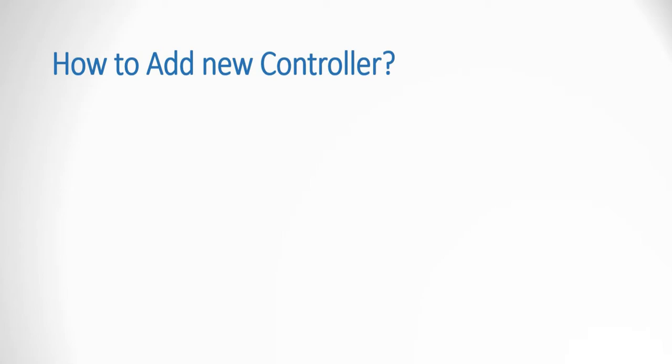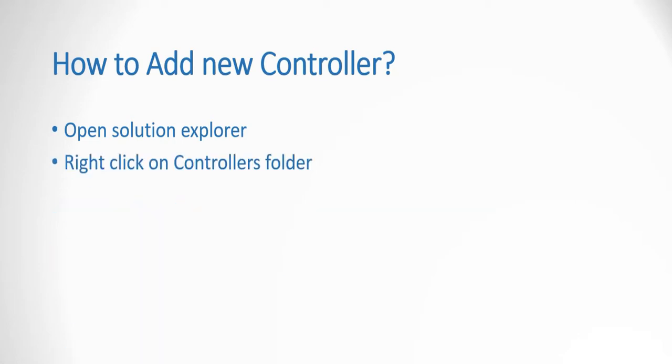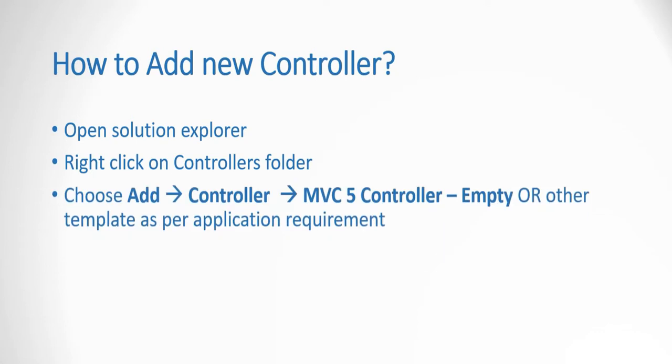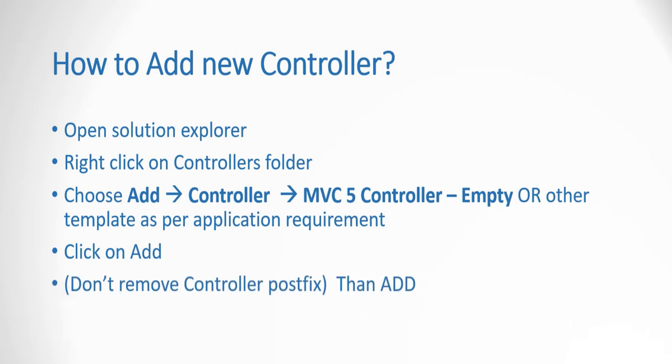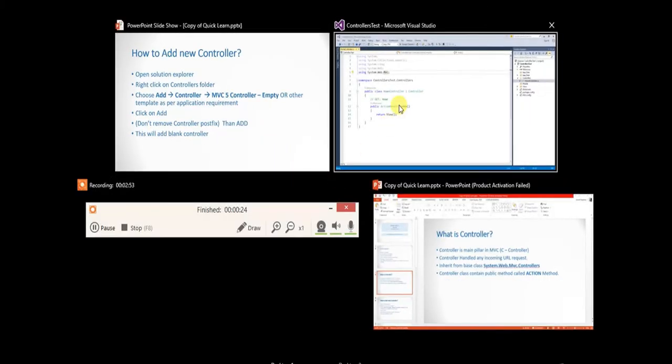Now, how do we add a controller to our project? Open Solution Explorer and right click on the Controllers folder, choose Add, then Controller, then MVC5 Controller - Empty, or another template we have according to the requirement, then click on Add. But don't forget not to remove the Controller postfix, then add. And this will add a blank controller. Let's test it.